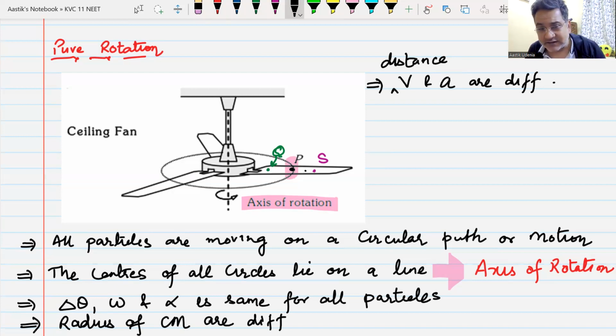Why are their distances different? Because their radii are different. All particles are moving in a circular path, but with different radii. Do we understand this?